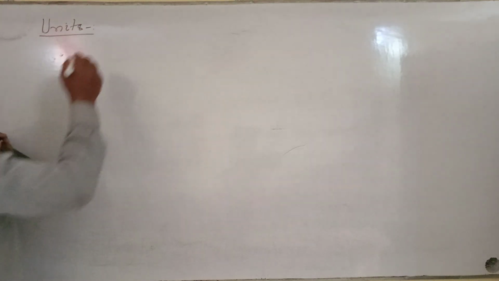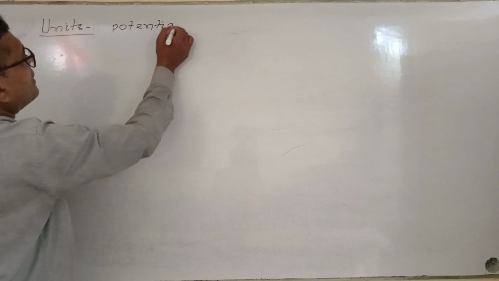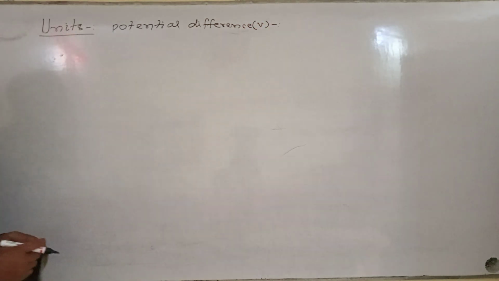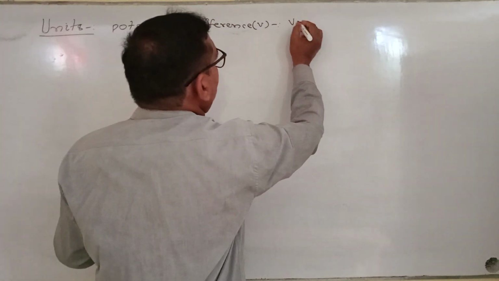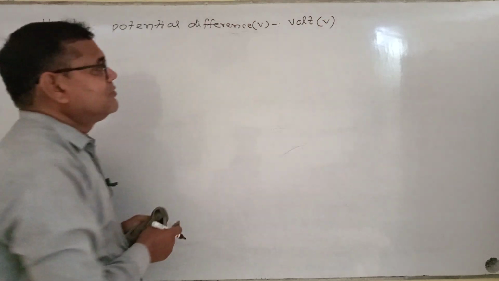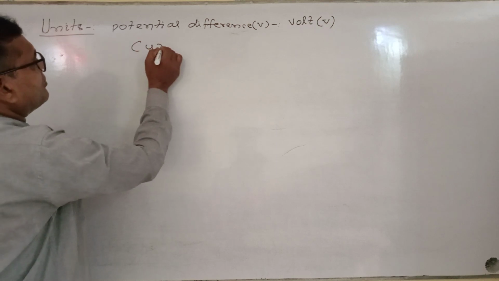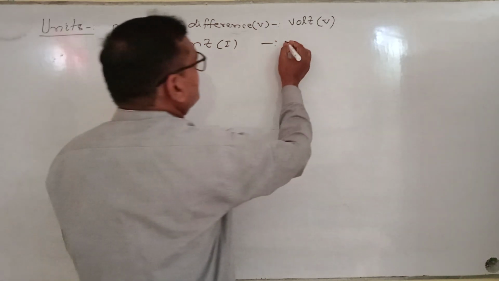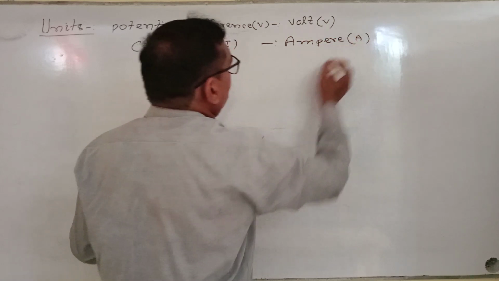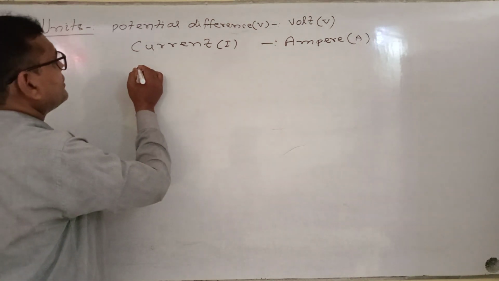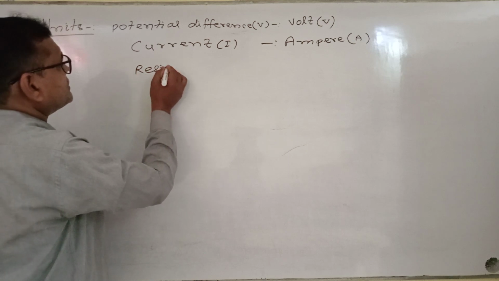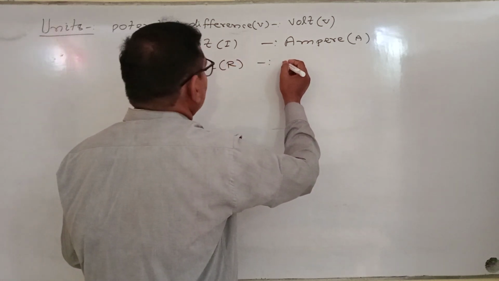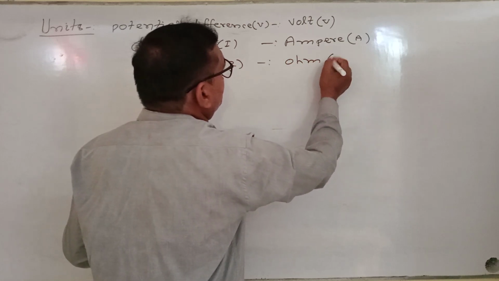We write units. Potential difference: the symbol is V and the unit is volt, denoted by V. The unit of current I is ampere, denoted by capital A. Constant R is called resistance. The unit of resistance is ohm.